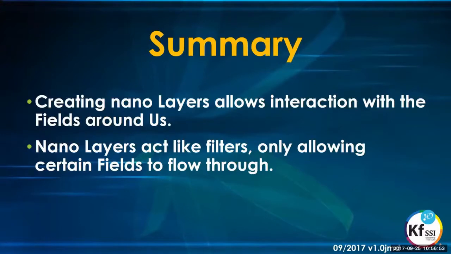So the summary for the introduction to why we end up creating nano layers and what's the purpose of it is because these nano layers allow us to interact with the fields that are all around us. And these nano layers also act as filters, only allowing certain fields to flow through. And you'll see how this becomes quite important when we look at health aspects for the body and for the plants, is that we get this filtering effect in our body and in plants and in the environment all around us.